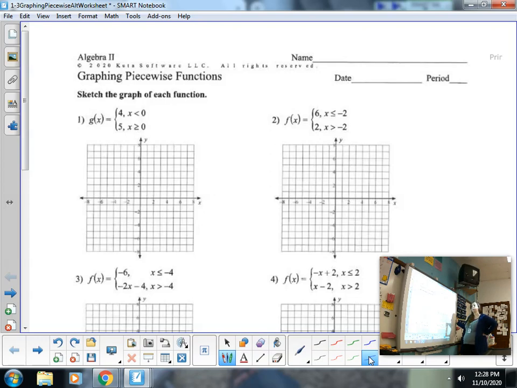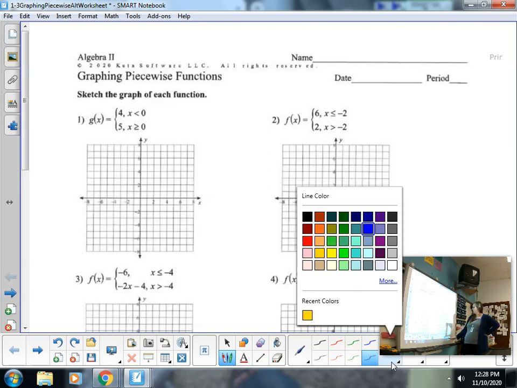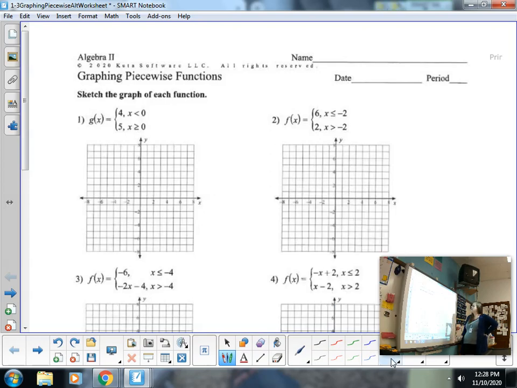So the first one we're going to work through is number 2. Number 2 does have 2 pieces. So whenever I look at this graph, there's only going to be 2 chunks of lines on the graph. First thing you want to do with this type of situation is see where your boundary lines are. And you can see here, my top function is going to be x is less than or equal to -2. Bottom function is x is greater than -2, which means -2 is going to be my boundary.